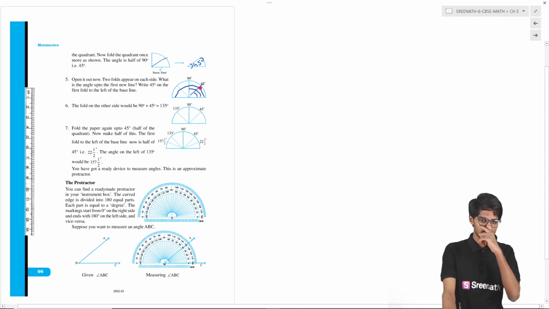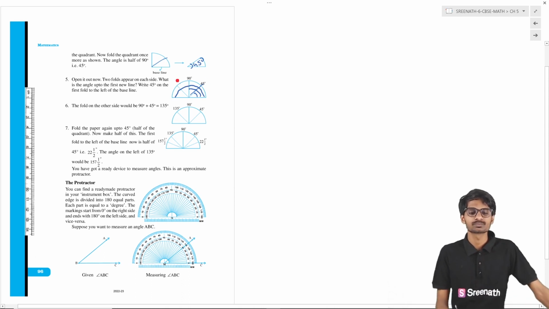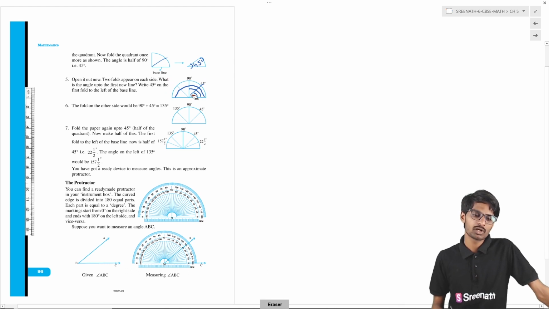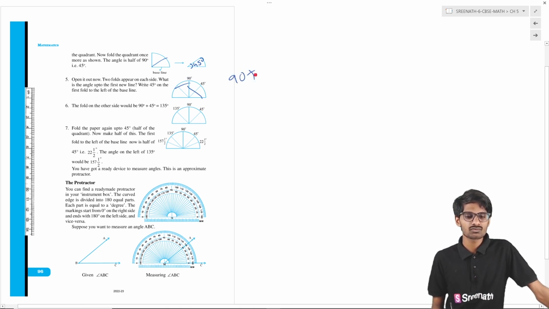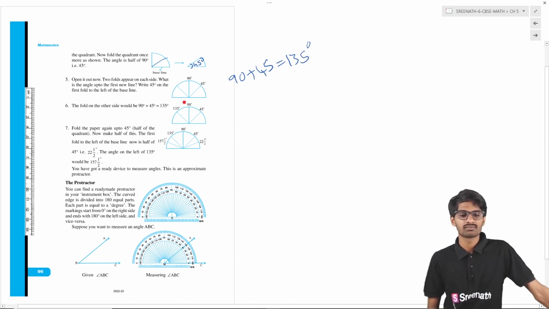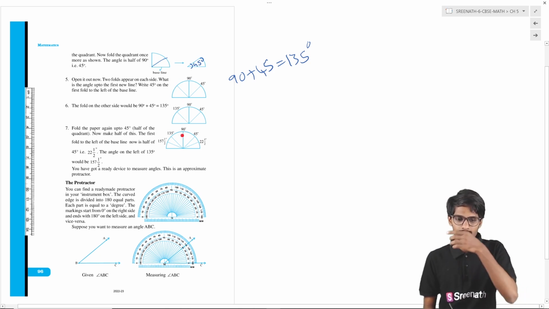Similar to this, there is also another line at this point. From here to here, this small part is 45 degrees, and this small part is also 45 degrees. So from this point to this point is 90 degrees, this point to this point is 45 degrees, so 90 plus 45 is equal to 135 degrees, students. Starting measuring from this point, it is 135 degrees, so here 135 degrees is written.